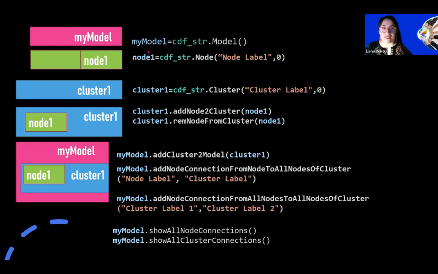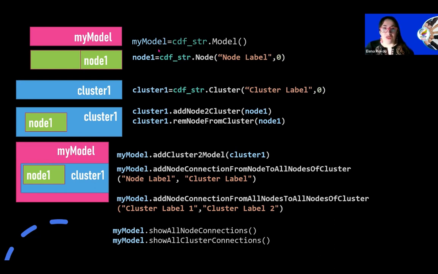You create a model at the beginning. Do you really need to do it at the beginning? No. However, that's how we are used to it. We start thinking about a model, we name it, and we know that it's there waiting for us to do stuff. We start creating the nodes, as many as we want.